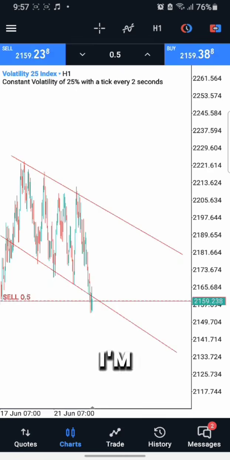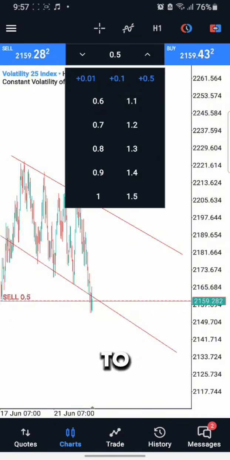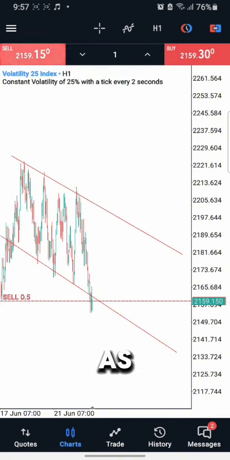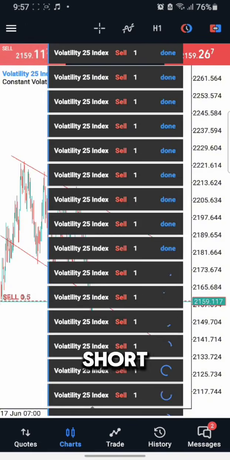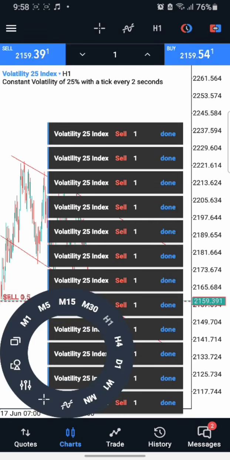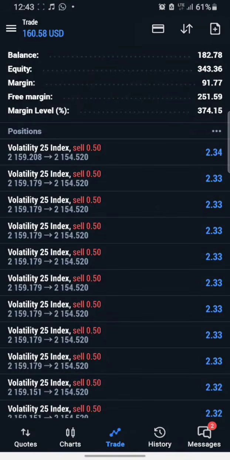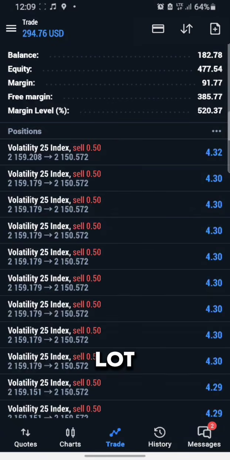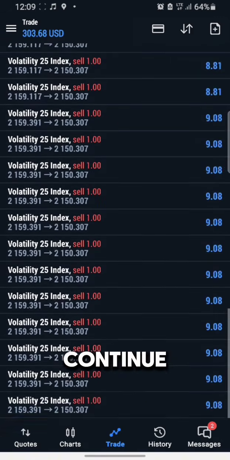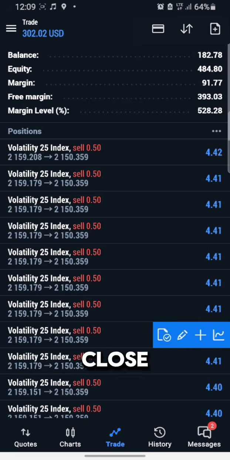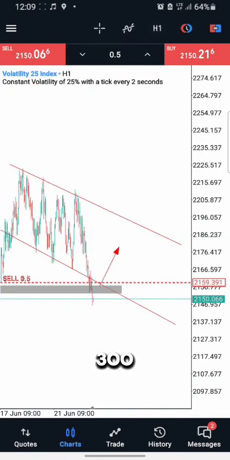Just as I have said earlier, I'm going to scalp, so it is advisable to put many positions so that I can collect as much profit as I can within a very short period of time. And then now we are at 345, which is a lot because we had a $182 account. So I'm just going to continue holding for a little bit of time and then we'll close the market. Our profit is at 300.